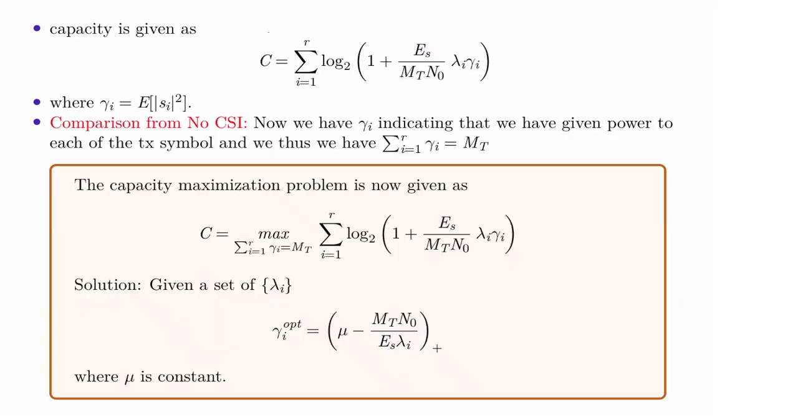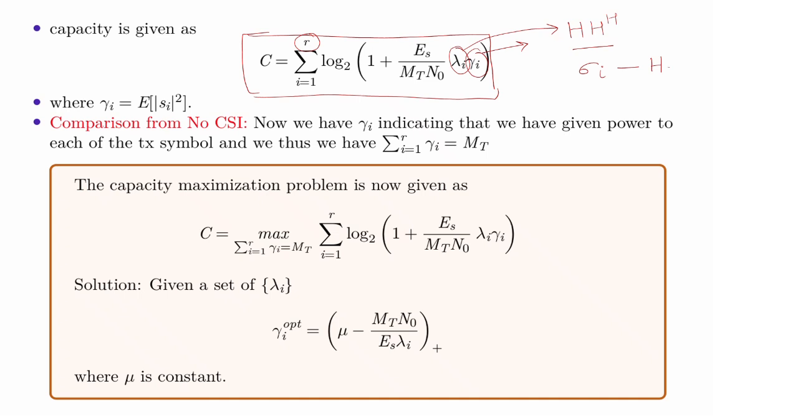Then the capacity is written as C is equal to summation I goes from 1 to R, log 2 of 1 plus Es by Mt N naught times lambda I gamma I. R is the rank, gamma I is the power allocated to each of the symbols, or it is the expectation of mod Si square. Lambda I is the eigenvalues corresponding to H Hermitian H, and we have obtained this from the singular values corresponding to H, and Es by Mt N naught, okay.